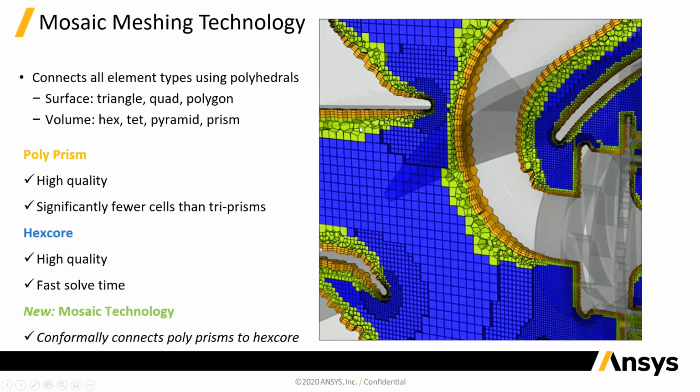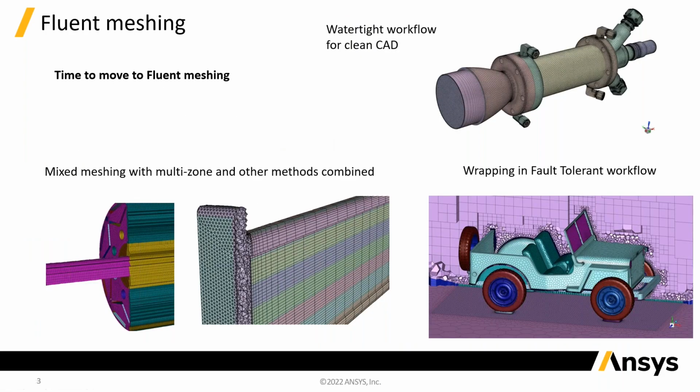And then Mosaic allows us to join those via polyhedra. So previous hex core meshes join these with TETs, and they're known to be not very robust. This technology allows us to join them in a much better way. So not only is the meshing technology improved, but we're seeing some easier ways of accessing the technology that we've got. And the way that's being done is that Fluent Meshing now has a couple of templates.